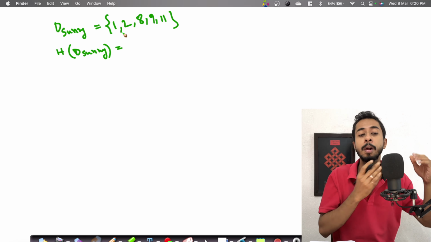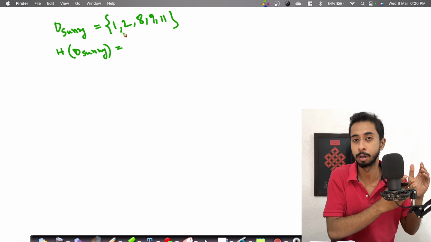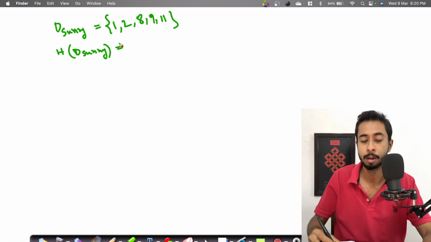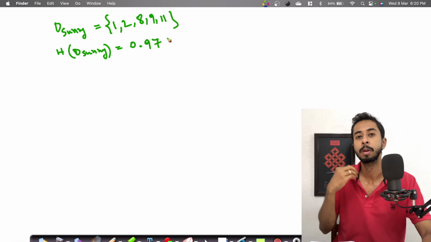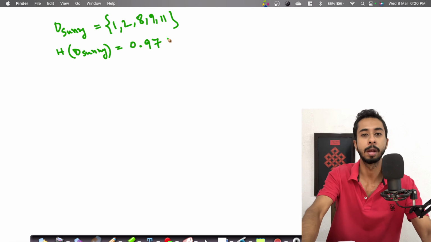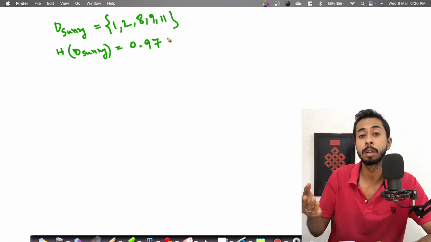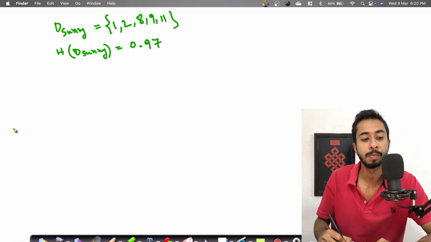Now here we have the Sunny data set only. We do not have the other data set. So this is the entire data set, and the entropy of it is 0.97. This is my old entropy, which we'll be using to find out the information gain. Now let's break it. DS means D Sunny.